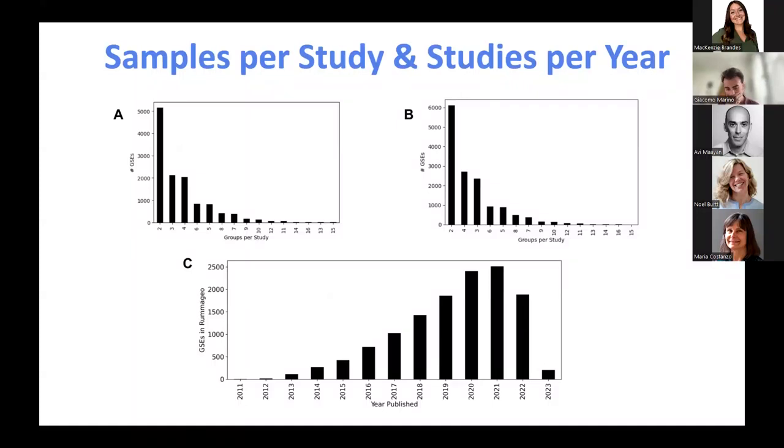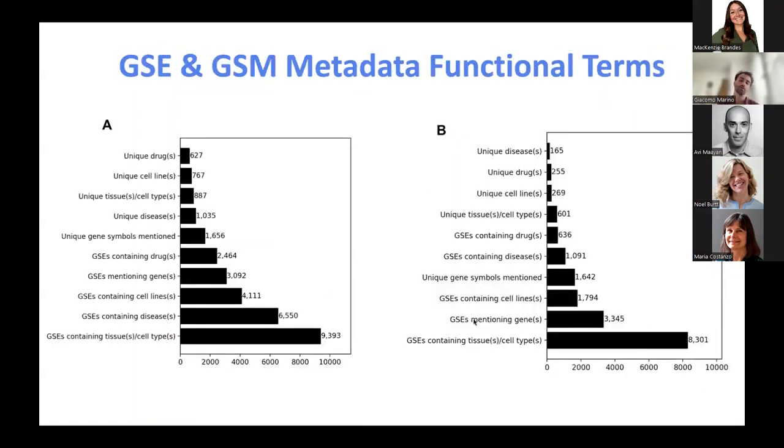And we can also look at the number of studies per year, and this was taken from a mid-year 2023 release of ARCHS4, and we're currently updating the resource. So you can see there's some drop off there. And then looking at the actual metadata from these studies included in the RummaGEO database, we can identify a variety of functional terms, including tissues and cell types, cell lines, diseases, and genes.